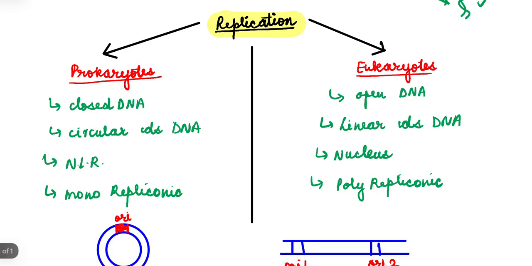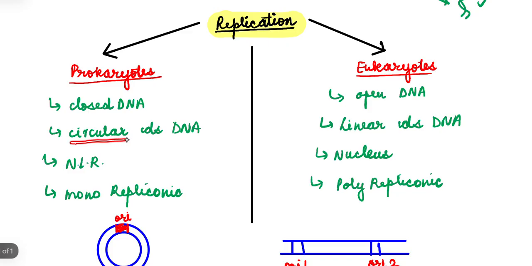Now let us talk about the two types of replication which we have to study in our syllabus. One is replication in prokaryotes, the other being replication in eukaryotes. So first of all, before starting with the replication in prokaryotes, let us try to compare the replication of prokaryotes with that of eukaryotes. The first important point is that the prokaryotes have a closed DNA, means their DNA is not open at any single point. But in eukaryotes, the DNA is open.